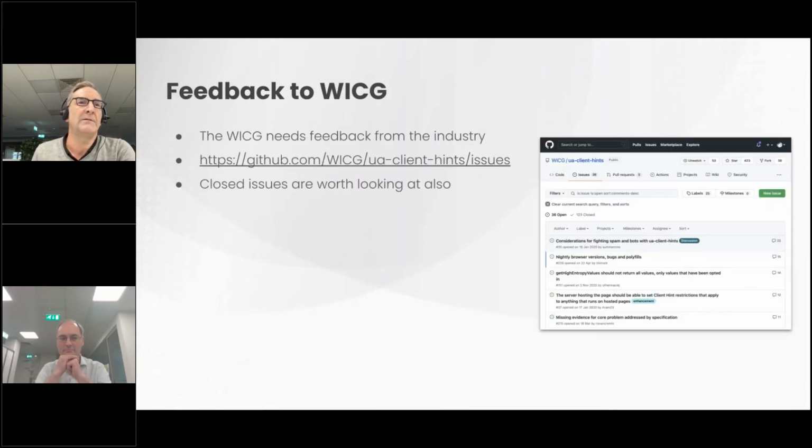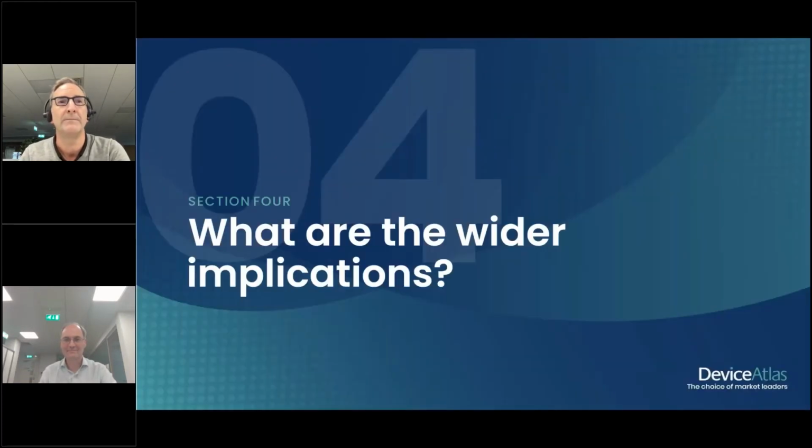So at this point, I would like to suggest that people head over to the Web Incubator Community Group. The URL is there on the screen. Have a look at the proposal, read the issues, but also look at the closed issues, because in our opinion, some of them were closed a little bit hastily and unilaterally. So have a look at the issues and see if they will affect you, because broad feedback is the best way to make sure this proposal works for everybody. So with that, I'm going to hand over to my colleague, John, to talk about the wider implications of all of this.